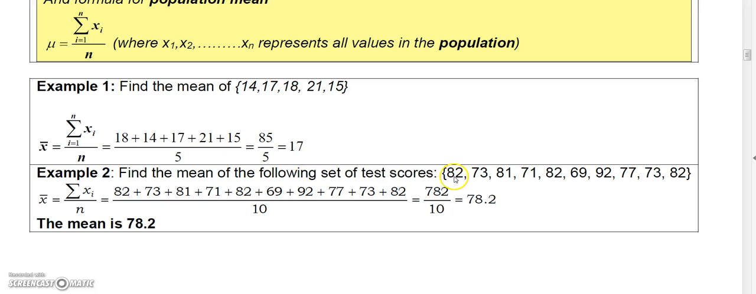In the second example, I've got a set of 10 test scores. If I wanted to find the mean of that sample, I would simply add up the 10 test scores and then divide by 10, and I get 782 divided by 10, which is 78.2.